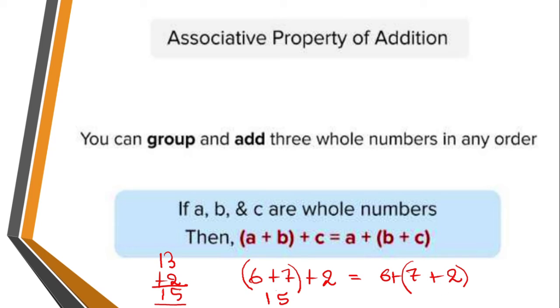Now let's do the next operation. So we have 7 plus 2 first. So 7 plus 2 will be 9. And now let's do 9 plus 6. And 9 plus 6 is 15. So you can see here also we get 15. So 15 is equal to 15 only, right? Now we can say that this operation is equal to this operation.